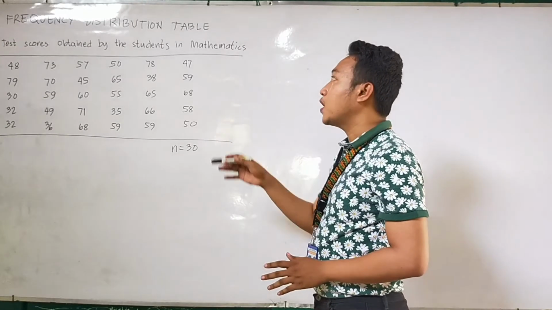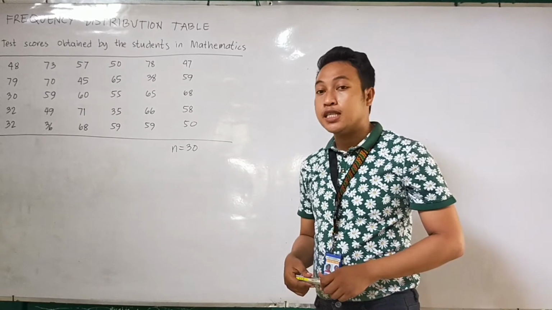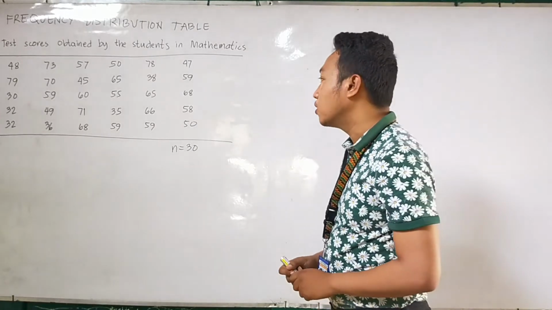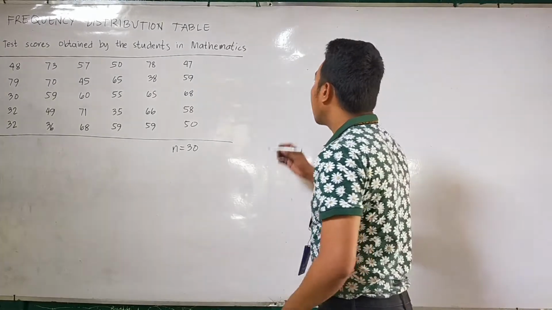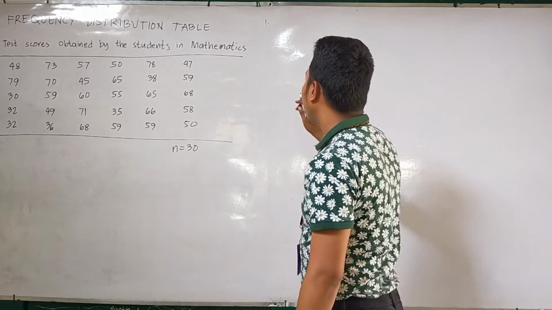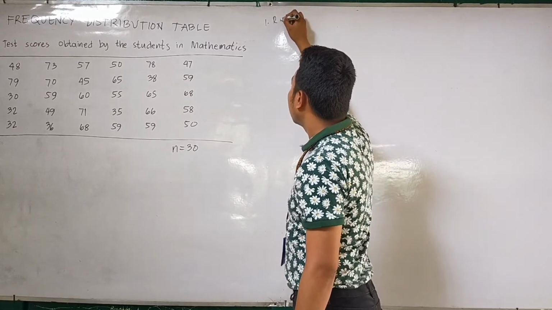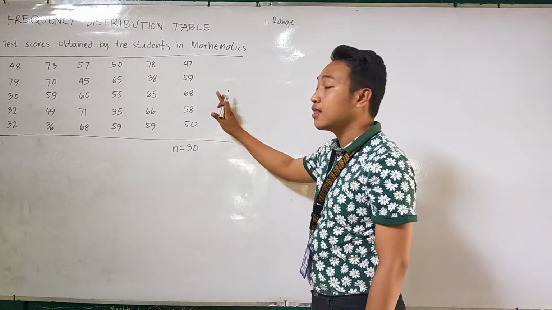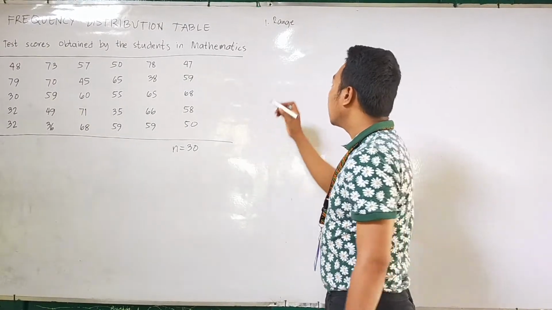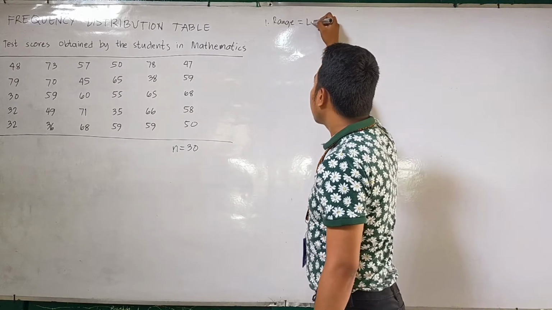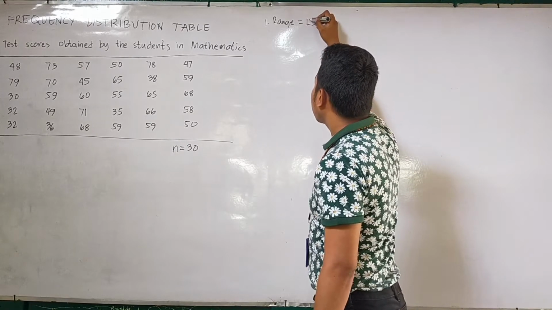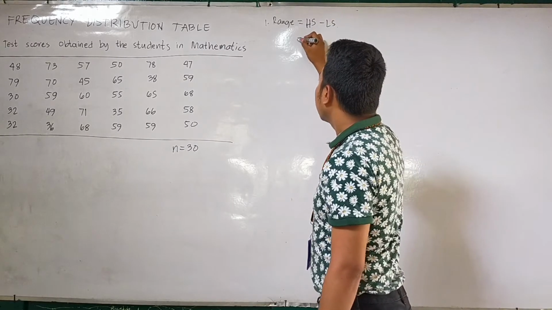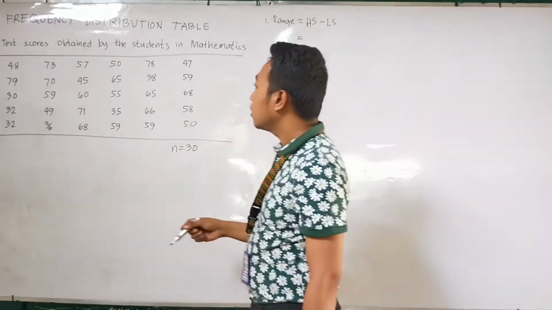In order to make a frequency distribution table, you have to follow certain steps that are written in your book, which is the book of Dr. Broto. So number one, or the first step, is that you are going to identify the range between the highest score and the lowest score of the data that you have gathered. So for this example, the range is equal to the highest score minus the lowest score, and then identify the highest score according to your data.